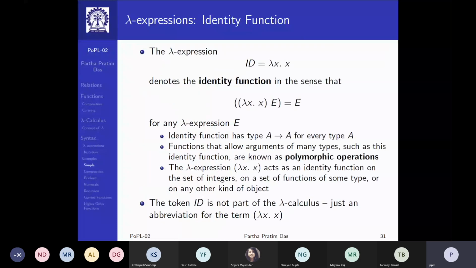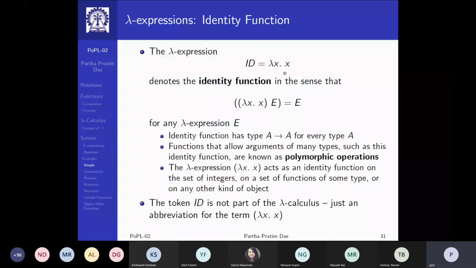So the first function that I introduce is the identity function. It is lambda x dot x. This lambda expression is called an identity function. Again, I'm reminding you that ID, I'm just giving it a name. That's not a part of the lambda expression. The lambda expression is just whatever is on the right hand side, but I'm just giving it a name.